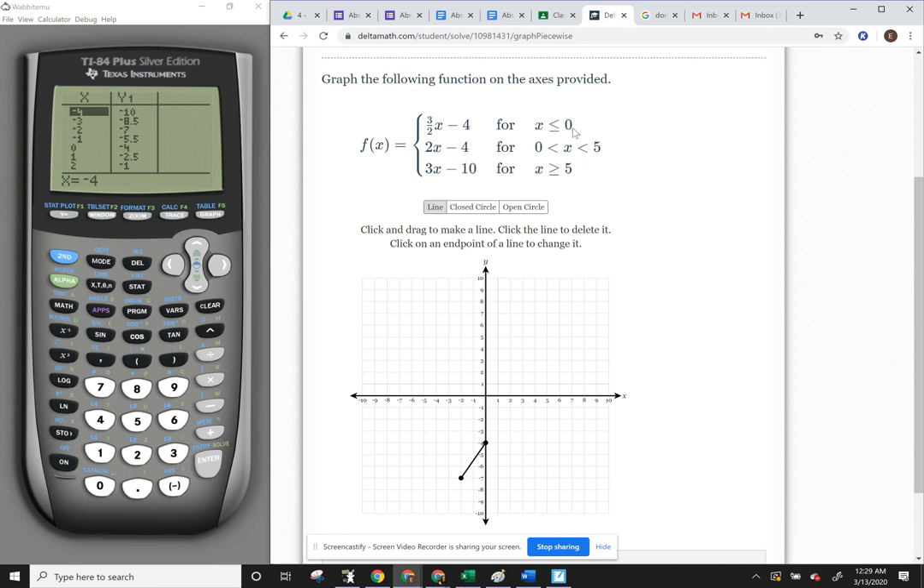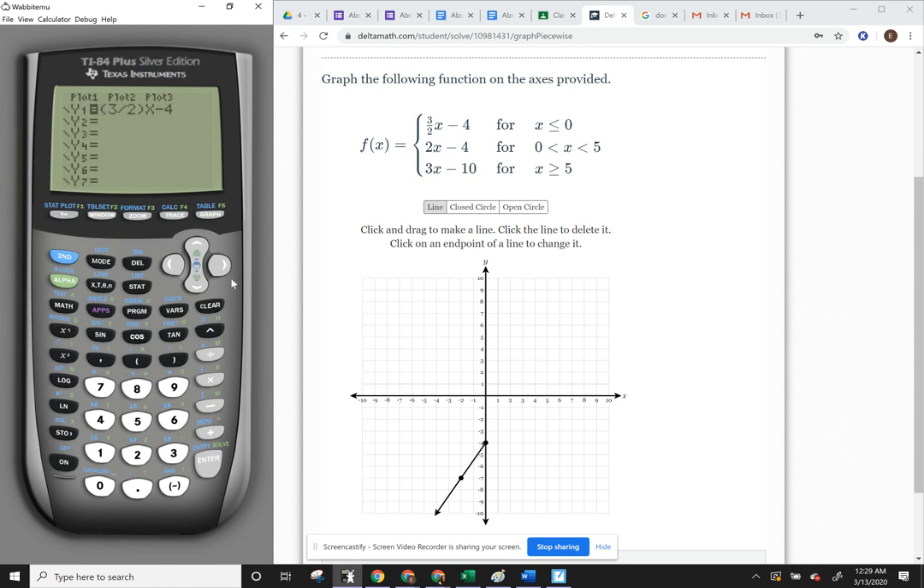It's less than 0. So this is going to turn to a negative infinity endpoint, and it's equal to, so this is going to stay closed. Okay, now I'm going to move on to the second piece or equation. So I'm going to move back to y equals on my calculator, and I'm going to type in 2x minus 4, and then go to the table.